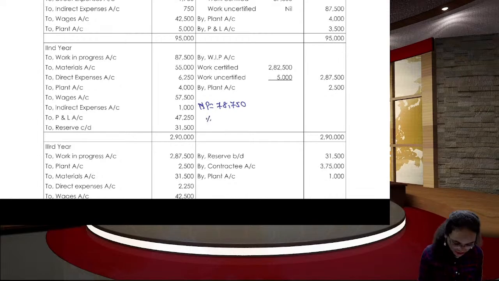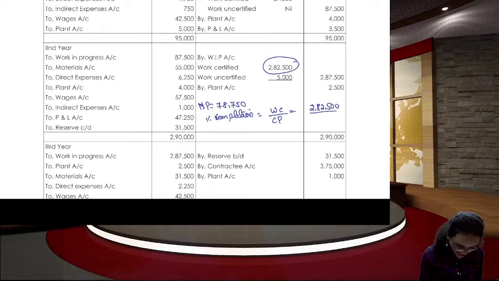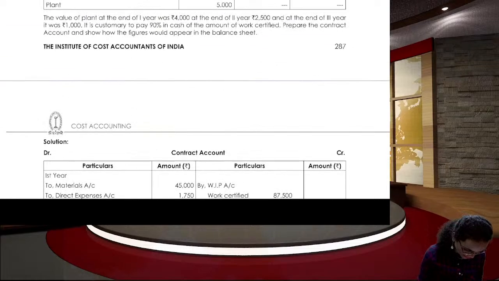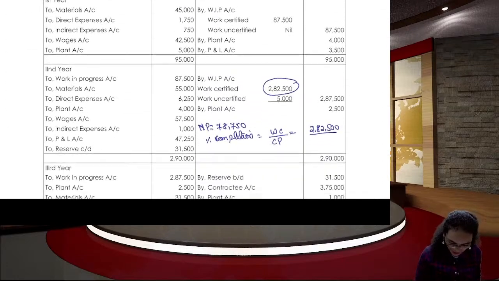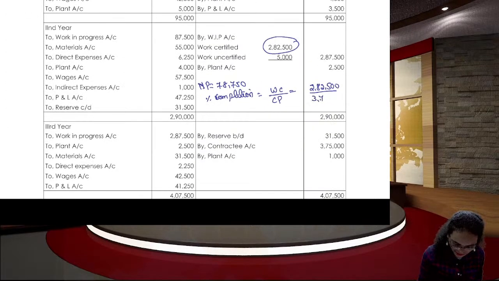Percentage of completion of the project, the degree of completion we can say. How? Work in progress by, sorry, not work in progress, work certified by contract price. What is the work certified? This one. 2,82,500 divided by the contract price, 3,75,000.